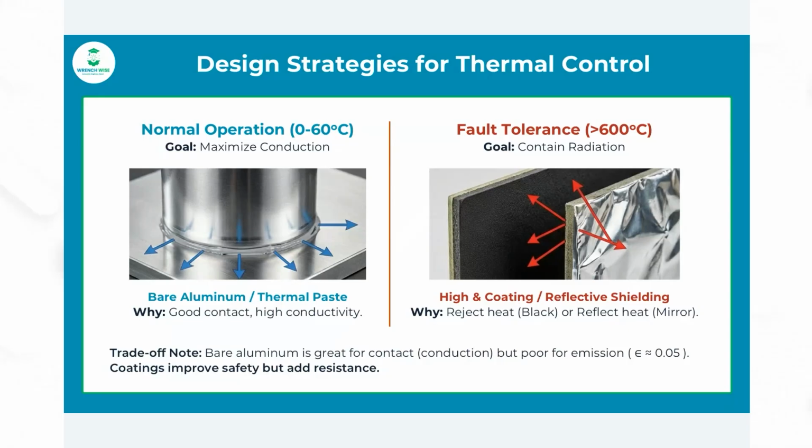Now, critical trade-off here, bare aluminum is excellent for conduction, like cooling the car while driving, but it is terrible for emission, whereas adding a coating improves safety significantly, but that coating adds a tiny layer of thermal resistance that hurts normal cooling performance slightly. So you often have to sacrifice a tiny bit of normal cooling efficiency by adding coatings to gain massive safety margins during a crash or a failure situation.